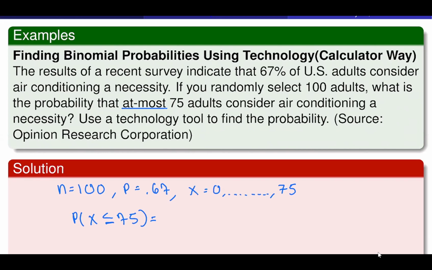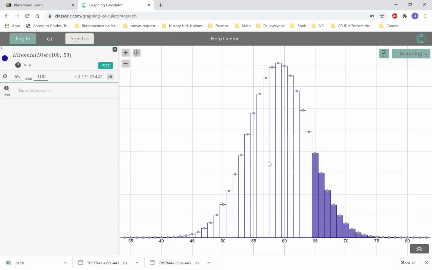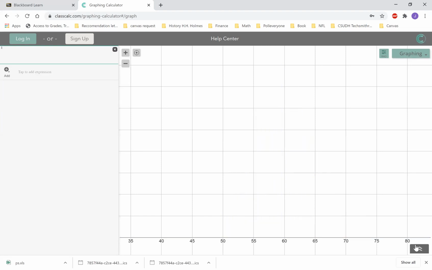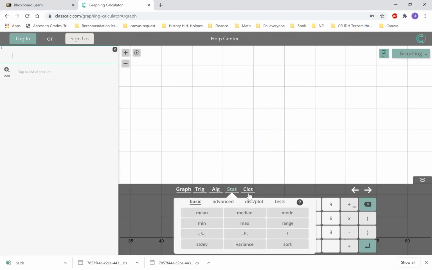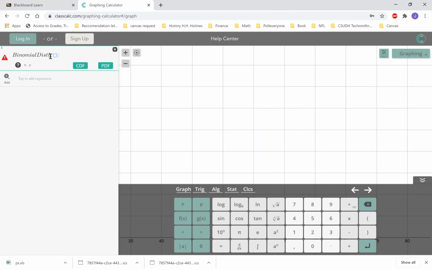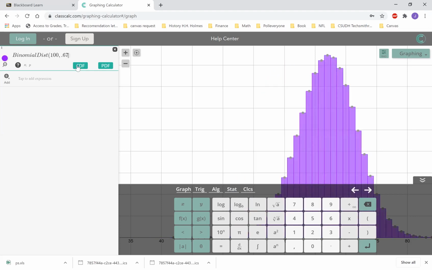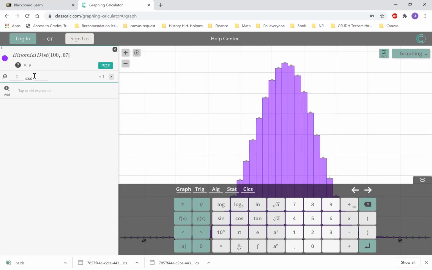All right, so let's go over onto class calc and let's do this answer. So for class calc, we go here, we go to stats, we'll go to distribution, and we'll go to binomial distribution. So we'll say n is equal to 100. P is equal to 0.67. We'll say CDF. Let's magnify that. So you start off at 0, and then you tell it to go all the way to 75.